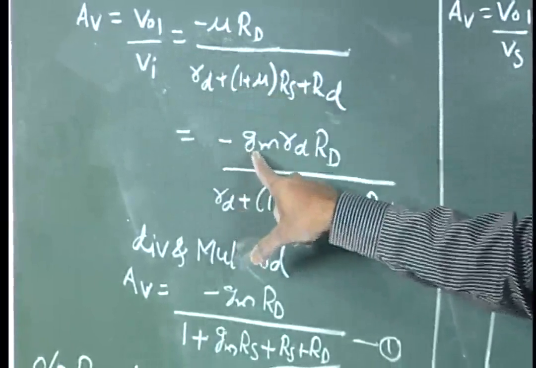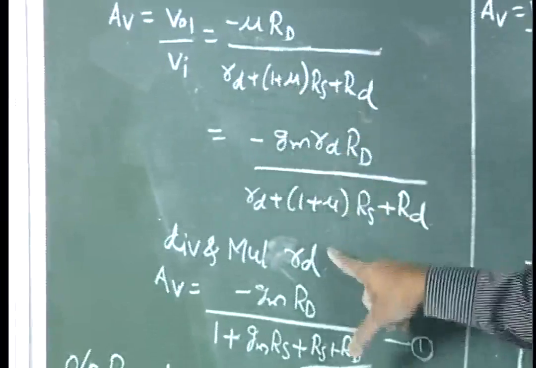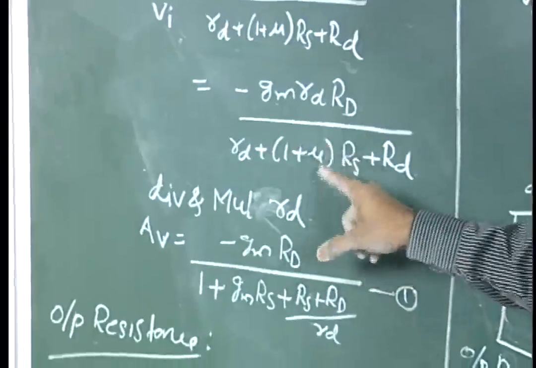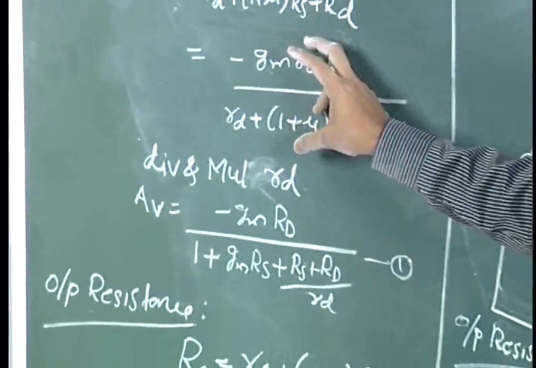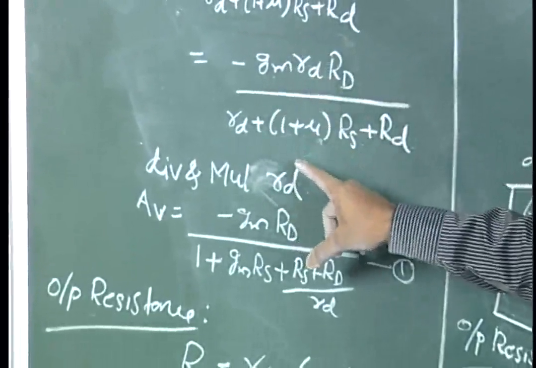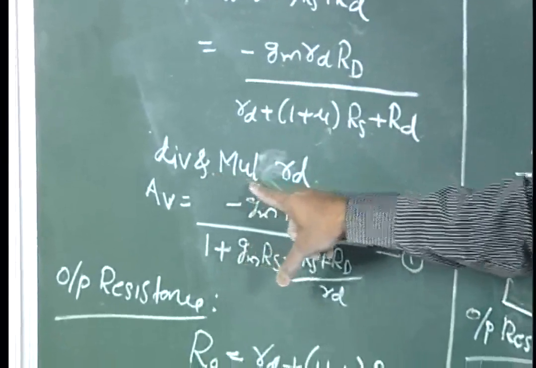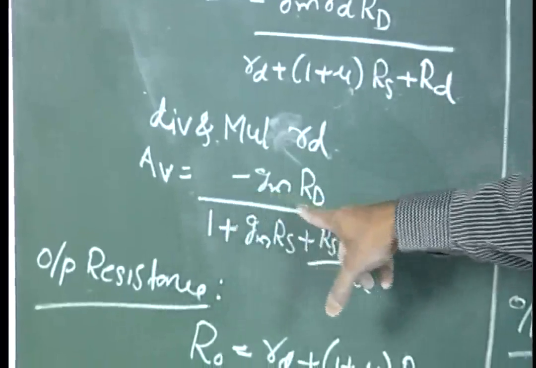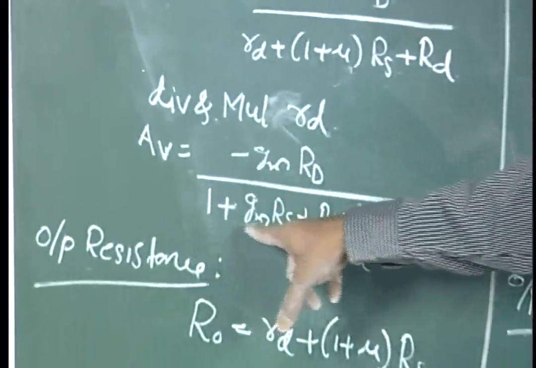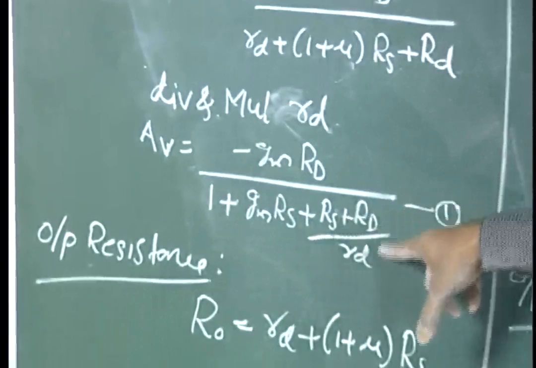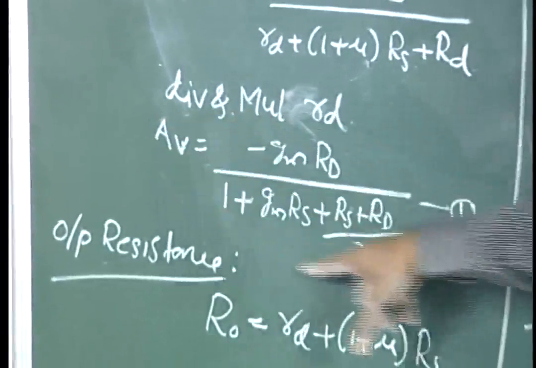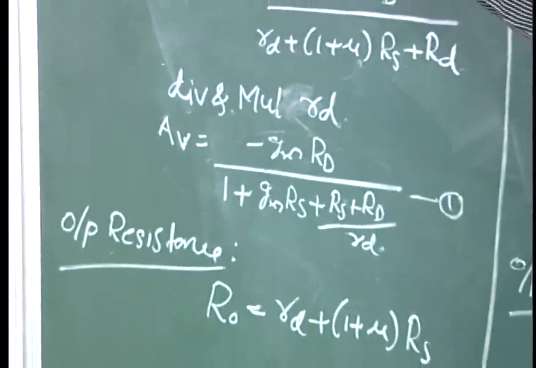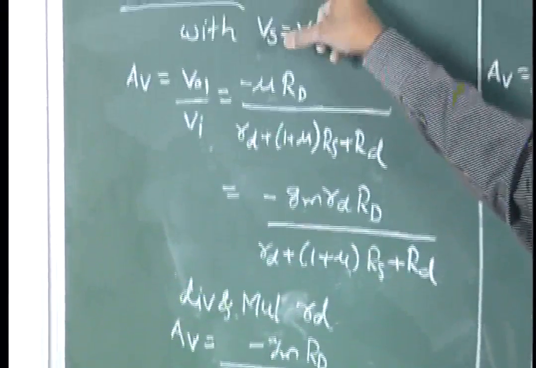So mu is equal to GmRd. Now to get a simplified form, it has been multiplied and divided by Rd. So just multiplying and dividing this expression by Rd to get a simplified form, the voltage gain will be obtained as minus GmRd by 1 plus Gm Rs plus (Rs plus Rd) by Rd. So this is the expression obtained for voltage gain whenever the sources Vs and Va are maintained as 0 for the case of common source amplifier.